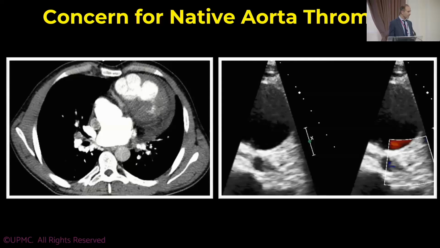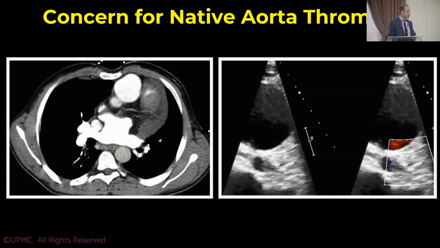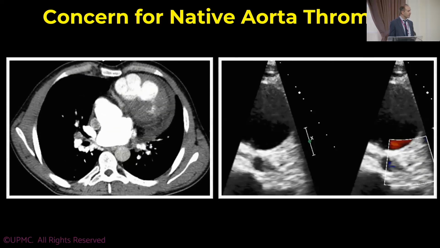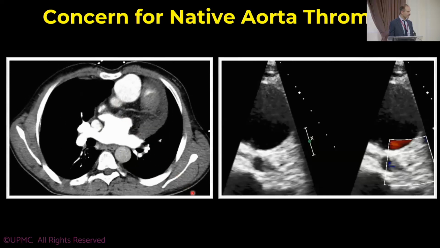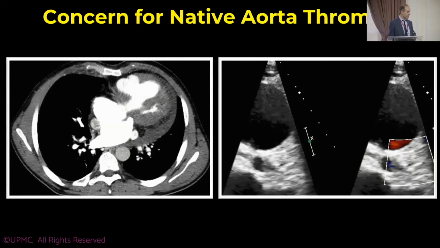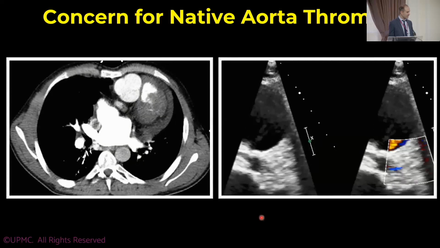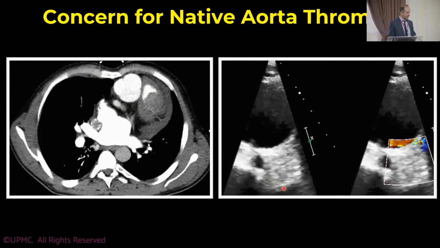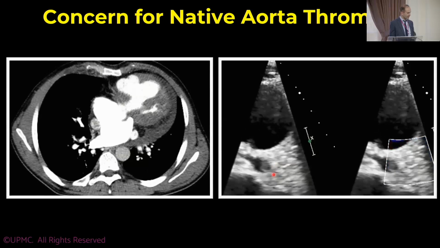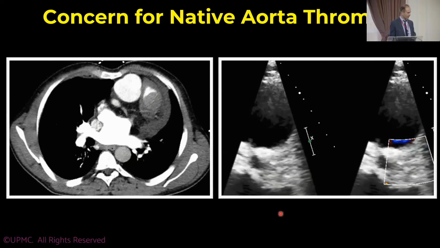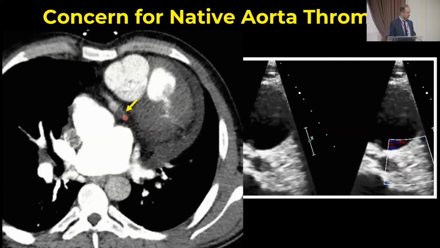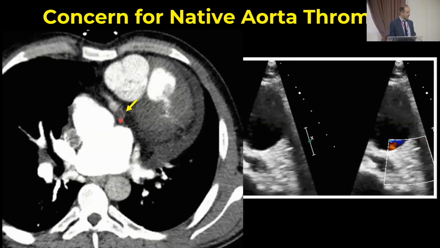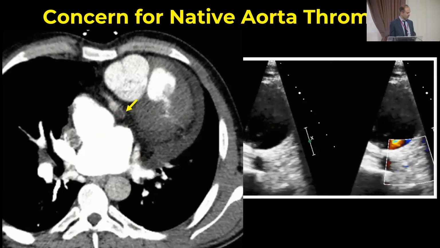Just to review his imaging so far, we were concerned for native aortic thrombus, as you can see on this CT here. Then when we carefully reviewed his echo as well, we noticed that even in the echo, we couldn't fill that left coronary artery, and there may be a little filling defect here as well. This is just to show where that filling defect I was talking about is. This is the native aortic root, and that's what we were thinking could be a thrombus.